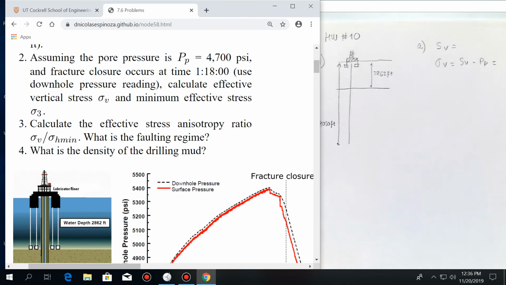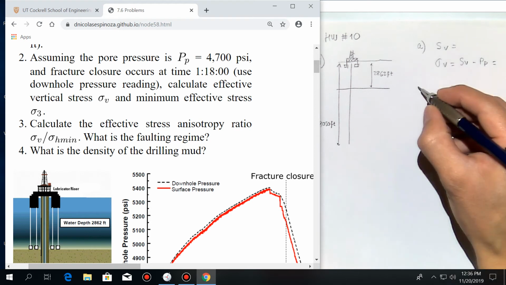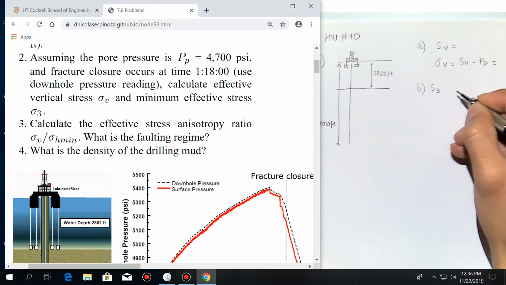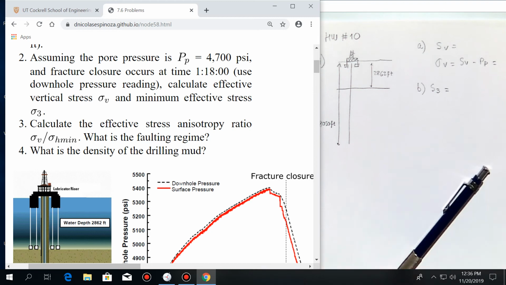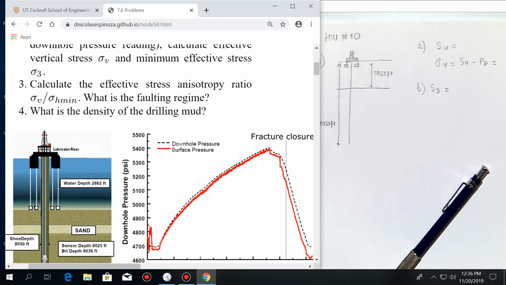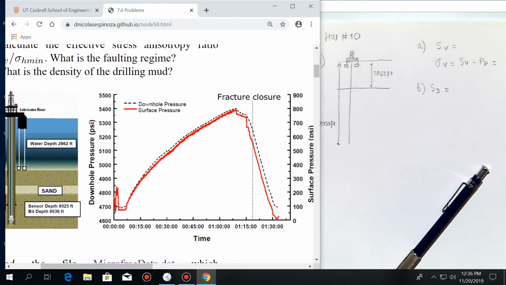The second part of the problem is to calculate what is the minimum principal stress. As we have seen with the leak-off test, the point at which the fracture closes is going to give you the minimum principal stress. We still don't know what the stress regime is in this place. So this is kind of a reverse engineering of what you see in the results, to try to figure out what the original conditions are.